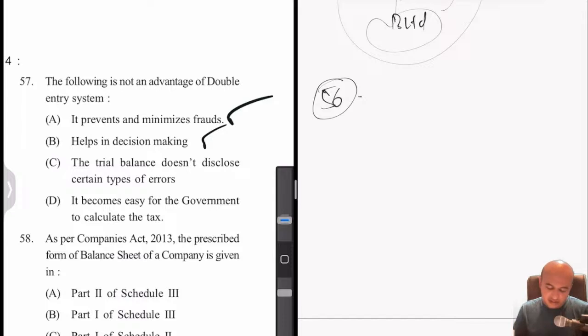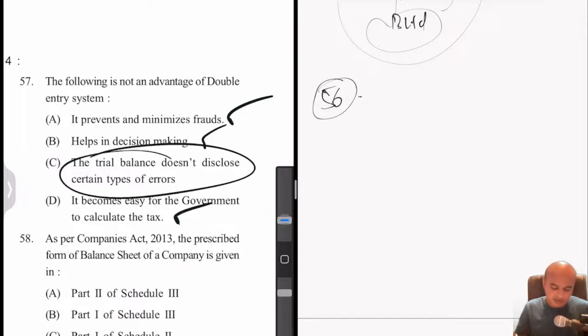The trial balance doesn't disclose certain types of errors. Okay, we'll come back to that. It becomes easy for the government to calculate tax. Obviously, yes. Now the only thing which is left is the trial balance doesn't disclose certain types of errors. Of course, yes, this is in fact the right answer. Why? Because we know what a trial balance is. Trial balance is nothing but a list of all the accounts in a double entry booking system with the ledger balances. Maybe you will have debit balance or credit balance for every account.